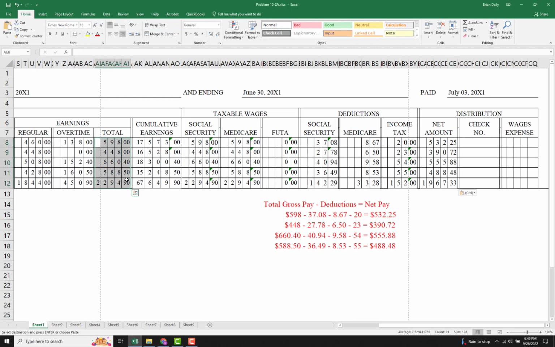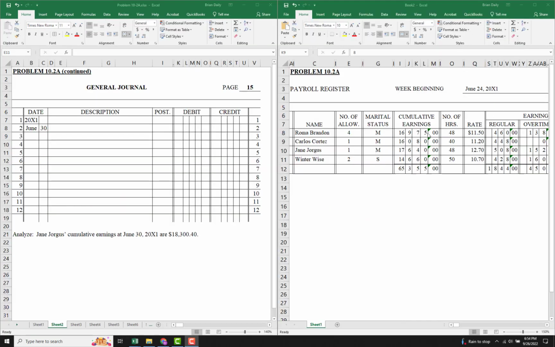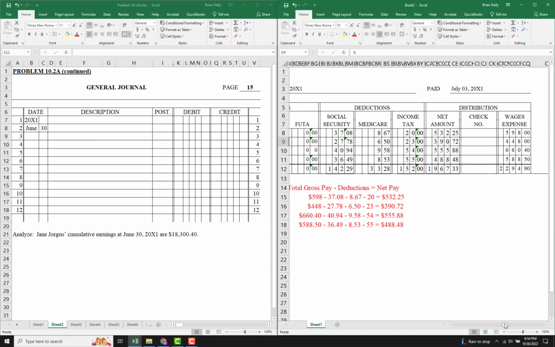So I'm just going to copy that over here, and we have completed our first payroll register form. Now, once we've completed this form, our next step is to make a journal entry to record the payroll for the week. And the good thing is, once we've completed one of these payroll registers, we can very quickly do the journal entry. So the journal entry to record the payroll is going to have a debit to our wages expense in the amount of the gross pay.